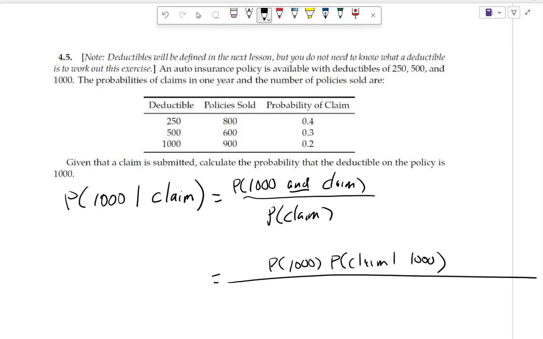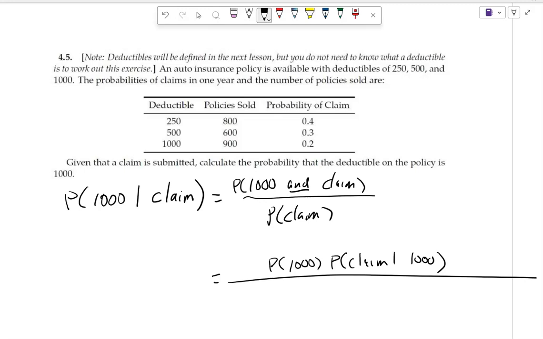How would you get the probability that you selected a policy that had a $1,000 deductible? 900 over the total policies. Good, 900 over the total policies. Was that 2,300? So you do 900 over the 2,300, the total sold. So that one's not too bad. So I can do the top.